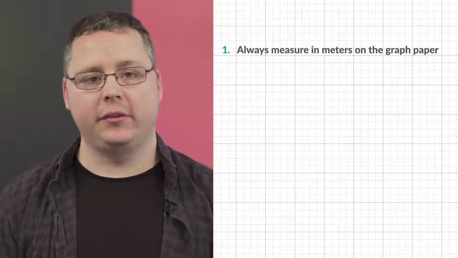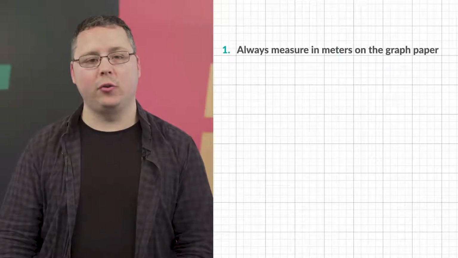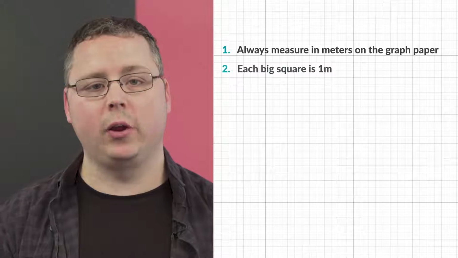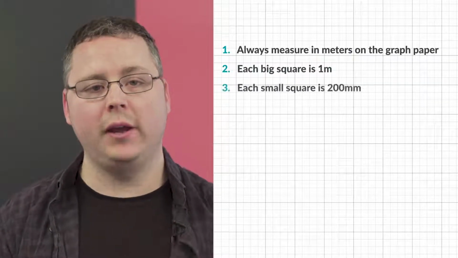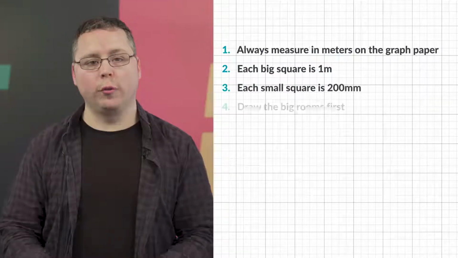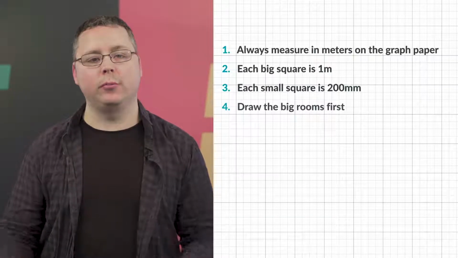Always measure in meters. Your graph paper has this laid out for you already. Each big square is 1 meter. Each small square is 200 millimeters. Draw the big rooms first and the hallways will draw themselves.